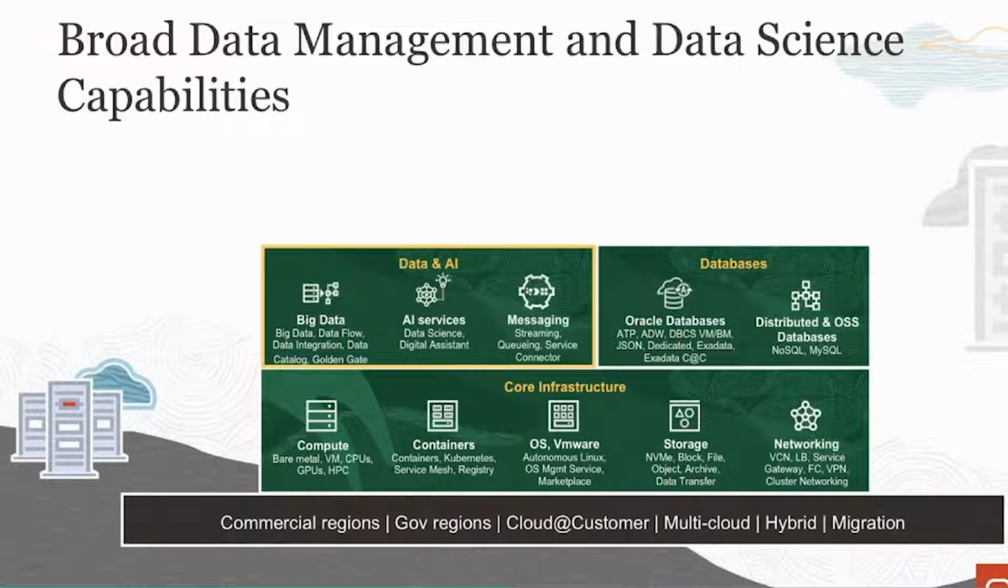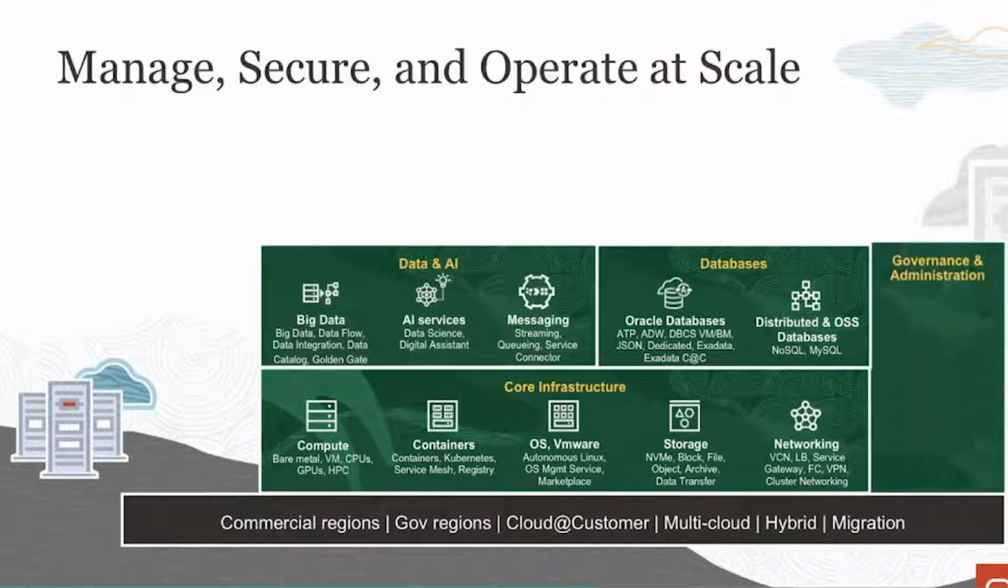Data and AI services. We have a managed Apache Spark service called Dataflow, a managed service for tracking data artifacts across OCI called Data Catalog, and a managed service for data ingestion and ETL called Data Integration. We also have a managed data science platform for machine learning models and training. We also have a managed Apache Kafka service for event streaming use cases.